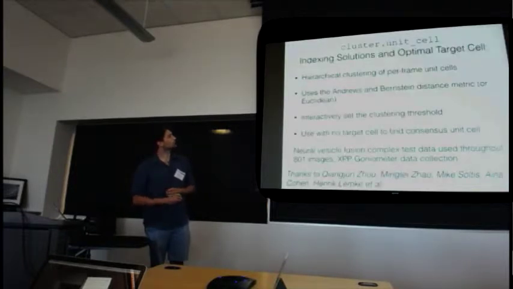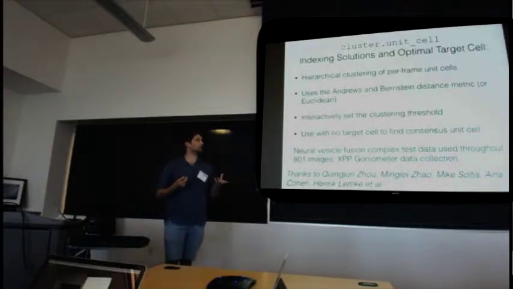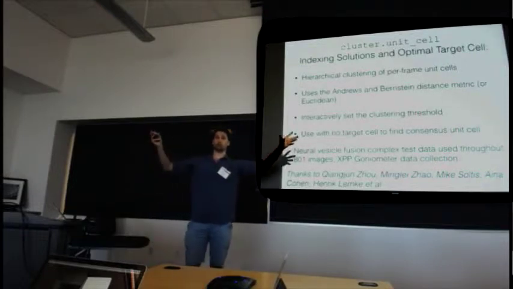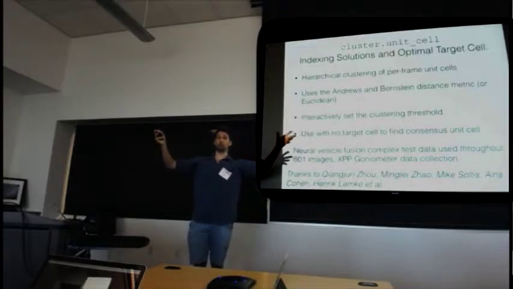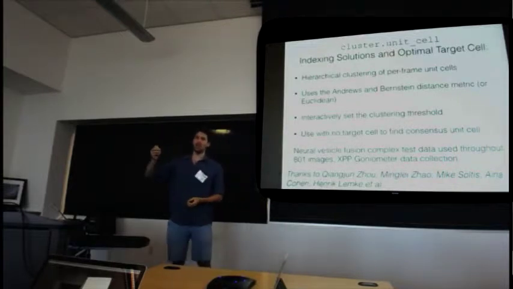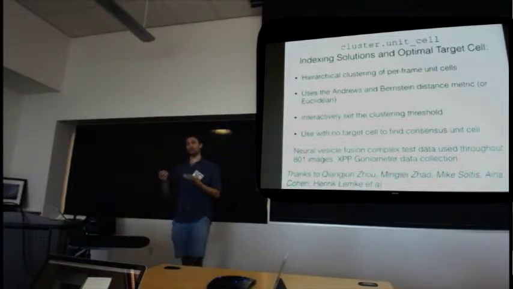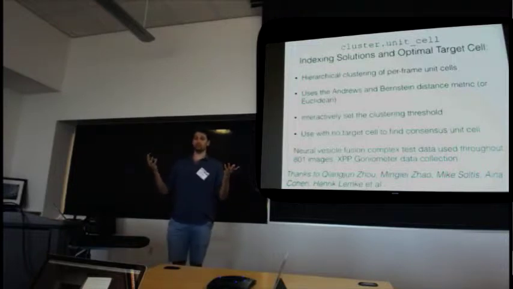So, onwards. The first tool is cluster.unit_cell, and this is essentially doing a hierarchical clustering of the per-frame unit cells. When you do a hierarchical clustering, you're taking all your unit cells from all your images, and then you're going to create a big square n squared distance matrix of them. And a key thing there, of course, is how do we define the distance between two unit cells, a, b, c, alpha, beta, gamma?